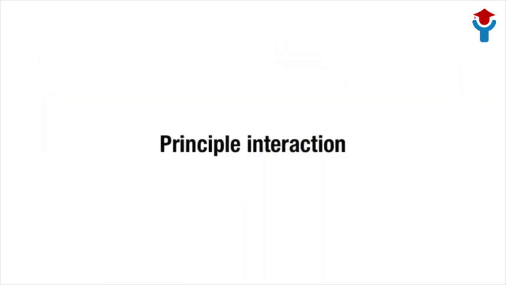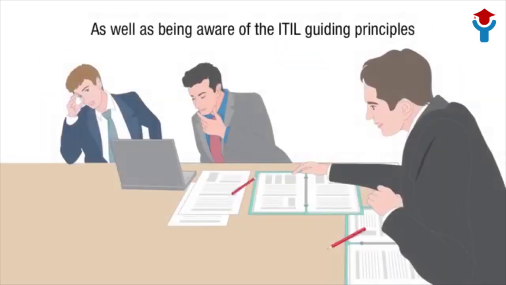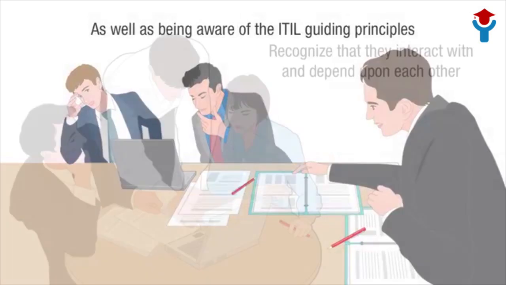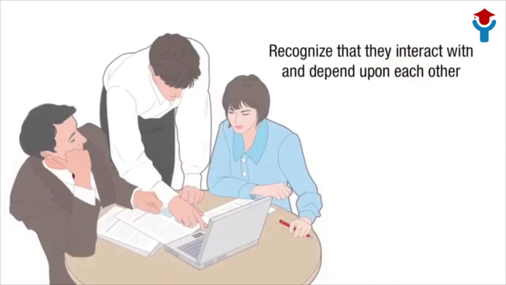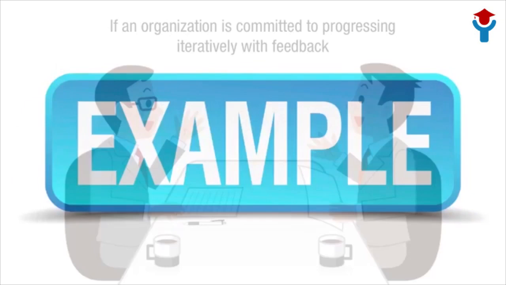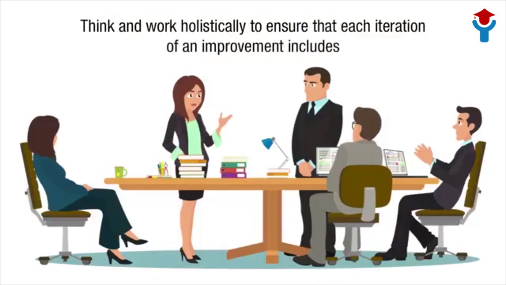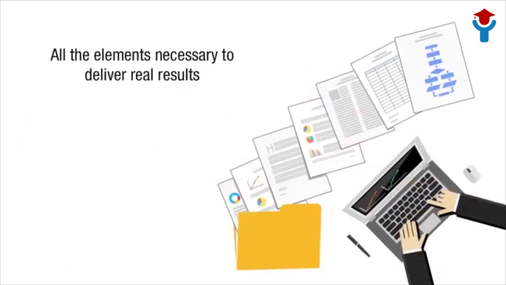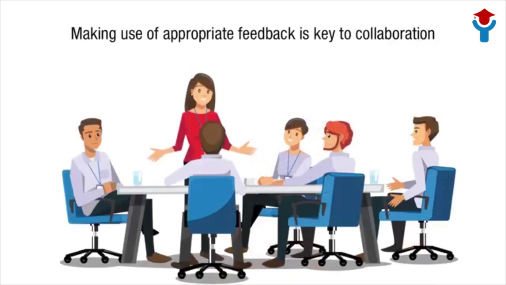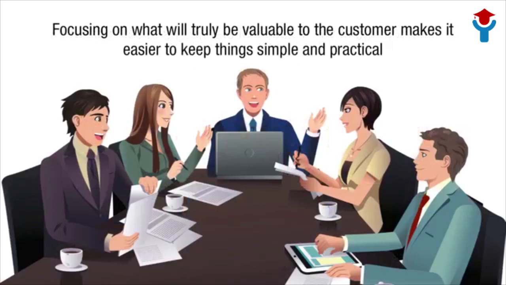Principle interaction. As well as being aware of the ITIL guiding principles, it is also important to recognize that they interact with and depend upon each other. For example, if an organization is committed to progressing iteratively with feedback, it should also think and work holistically to ensure that each iteration of an improvement includes all of the elements necessary to deliver real results. Similarly, making use of appropriate feedback is key to collaboration, and focusing on what will truly be valuable to the customer makes it easier to keep things simple and practical.